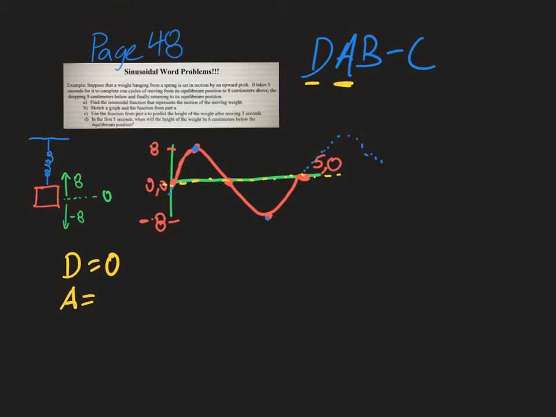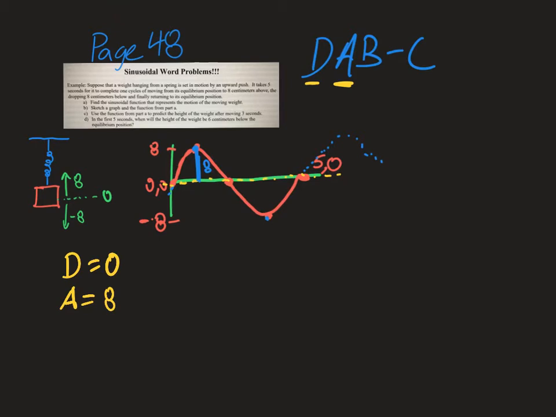So the A is my amplitude, or my vertical stretch, and we can look at our graph and see, hey, this has an amplitude right here of 8, it goes from 0 to 8, okay? And if you want to see it mathematically, you could say, hey, this is 8 minus 0 to figure out my amplitude.